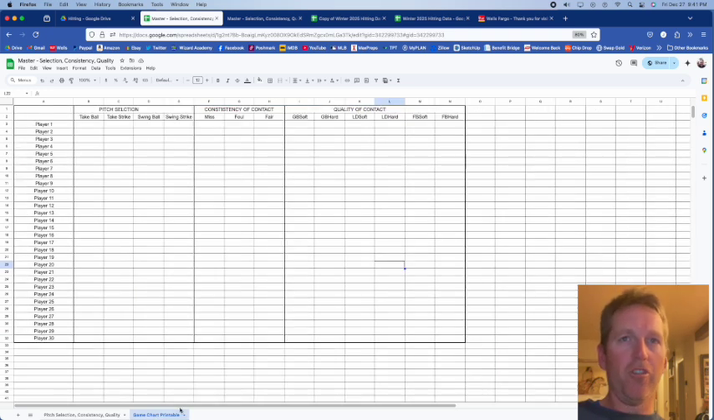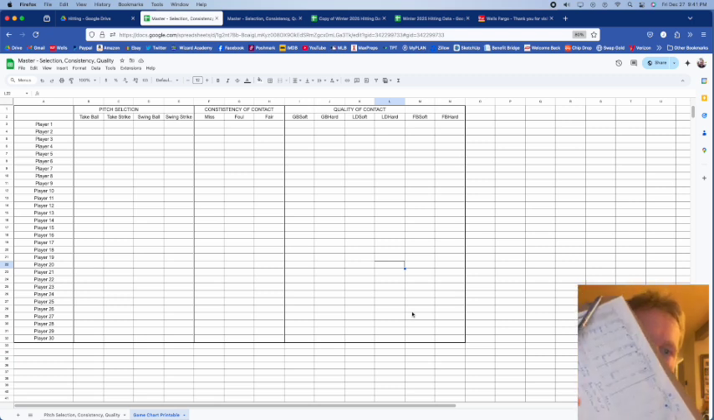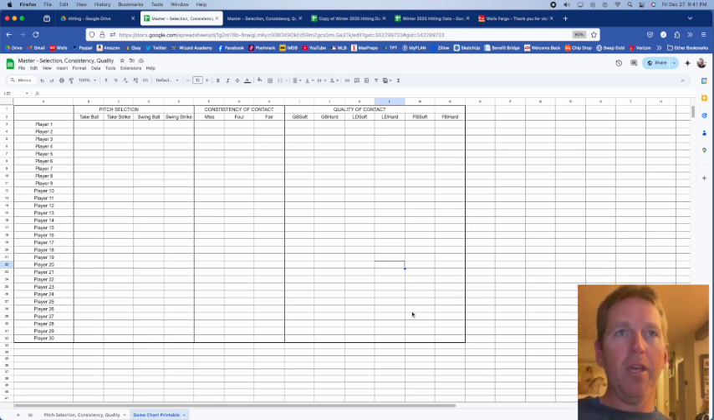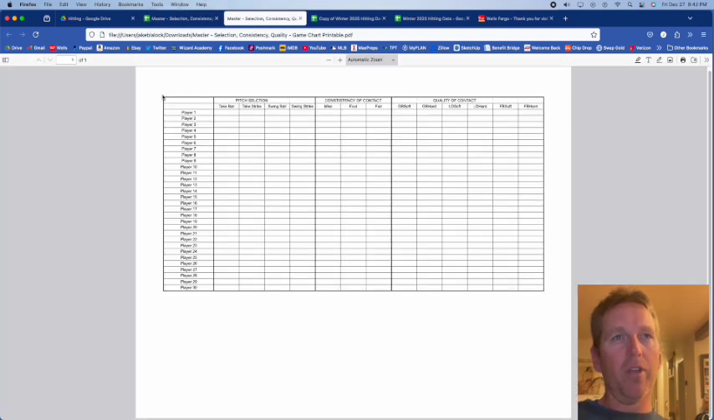On this other sheet, you have a printable version of this that's going to allow you to keep your data on some sort of clipboard during a game, where you can just put your tally marks. Here's what it looks like when you print it out. So you can tally marks as the pitches come in, as players make their swings and put balls in play, and then you can bring that over to your calculator.